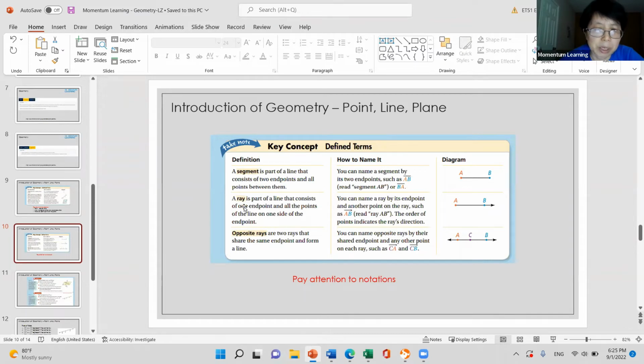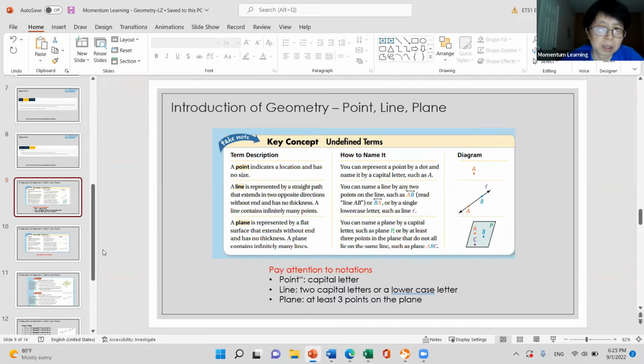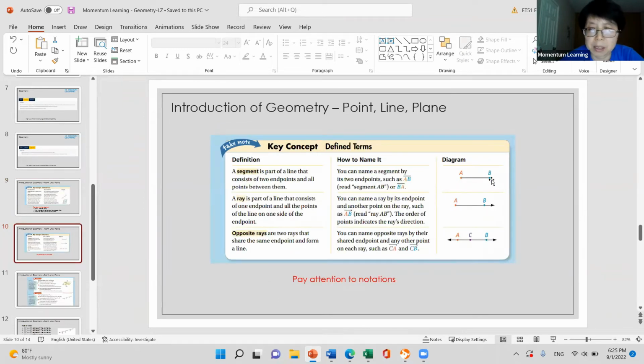So this segment, ray, and opposite rays, we call the defined terms. Why do we call them defined terms? And this other three, we call the undefined terms. Compared to these three concepts, for the segment, we actually have a length. If AB is here and I draw another one, CD, you can tell that the length of CD is longer than AB. And the ray has a direction. That's why we call these three concepts defined terms.